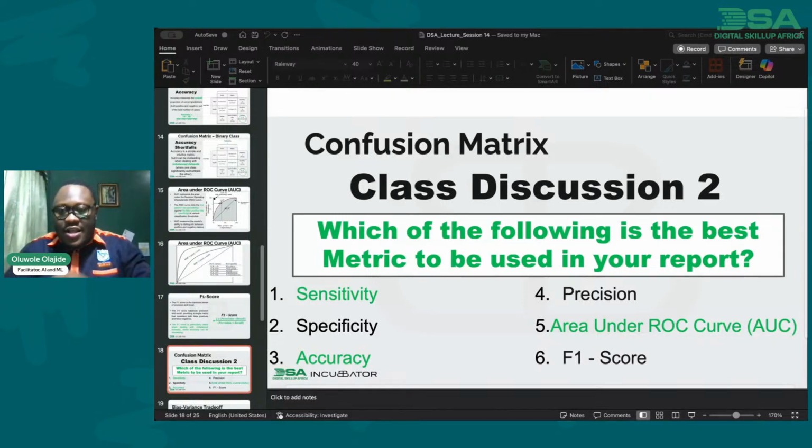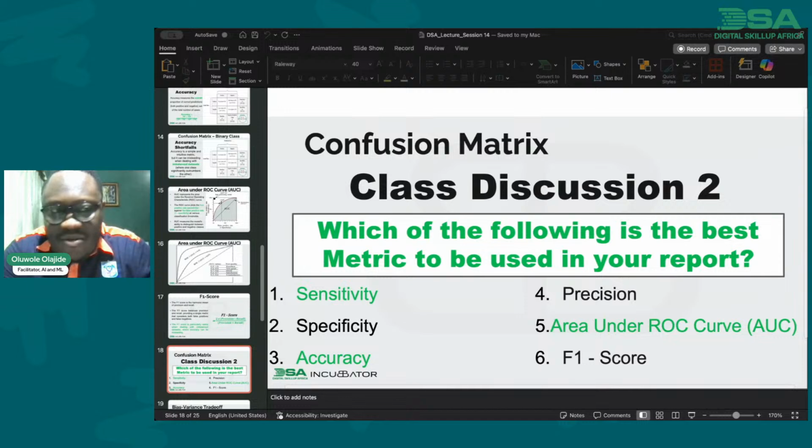I've said, Eddie, you have done the wrong thing already. You tell me the reason why you are choosing that metric. Don't just put F1 score. It's a discussion. Tell me the reason why you have chosen this.